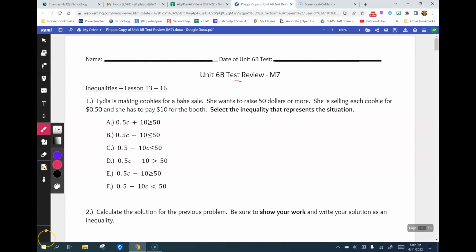So we are going to review for the Unit 6B test. And it's really important that we know this. We know this, guys. We know this. So just stay with it.